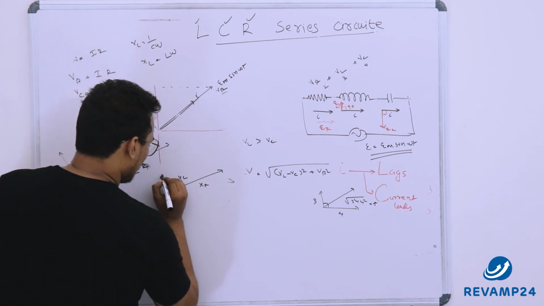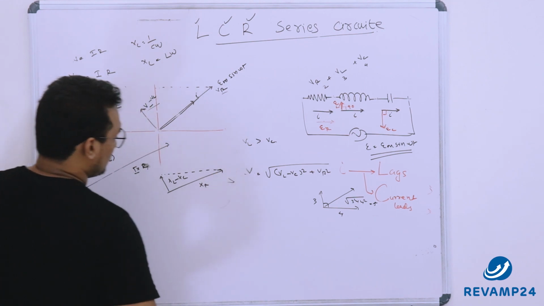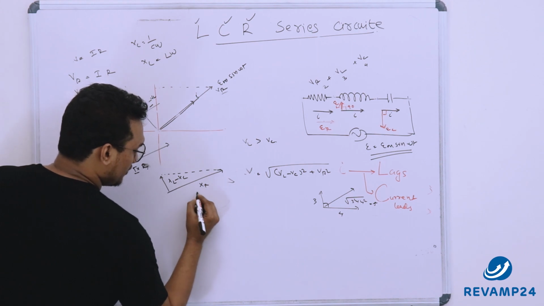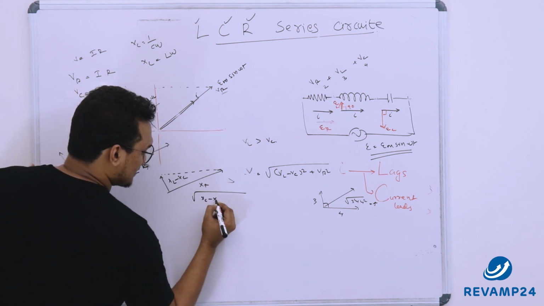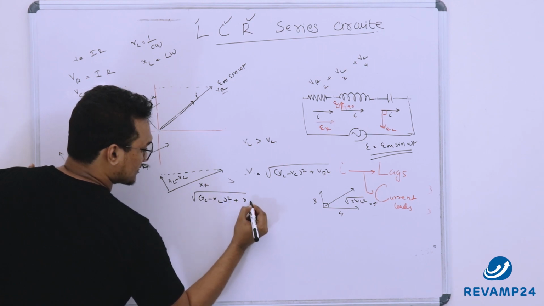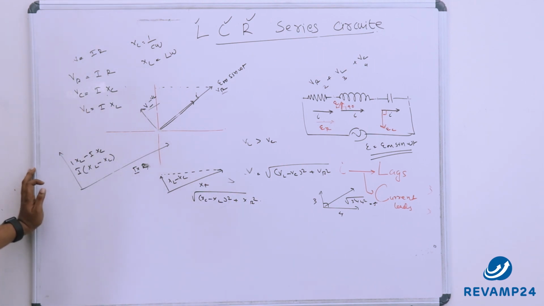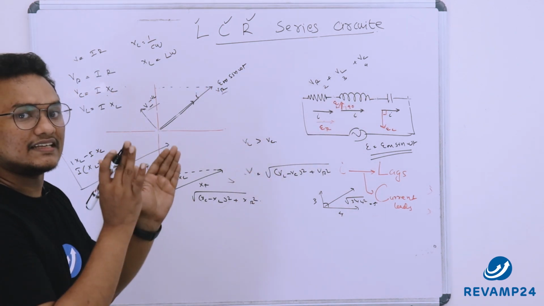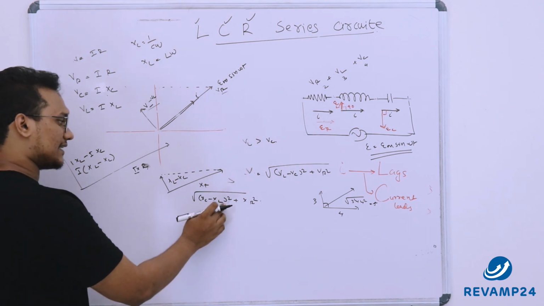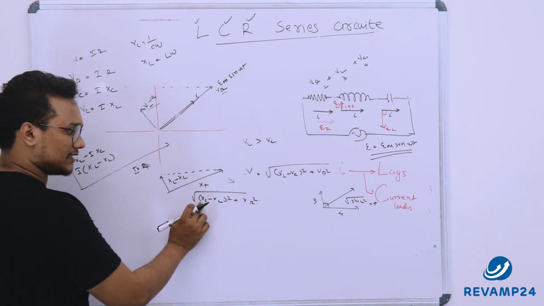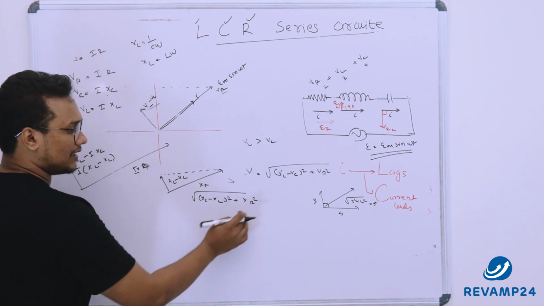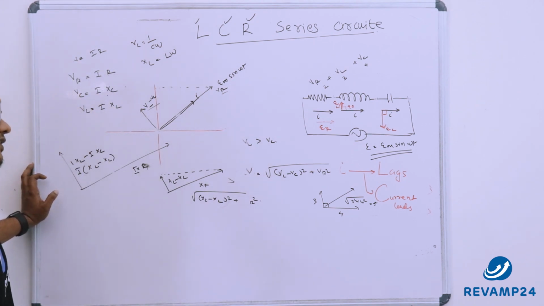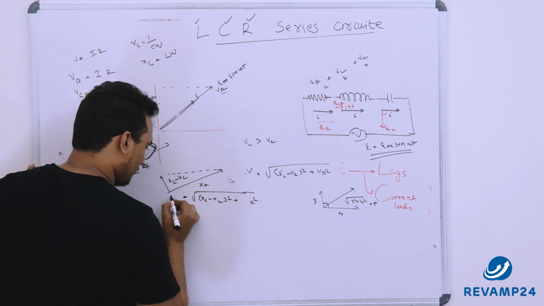and its resultant would be this, and that would be the root of XC minus XL the whole square plus R square, and that is the net opposition of this circuit. I can't call it resistance, it's the net reactance, okay, because XC and XL are reactances, capacitive and inductive reactances, and this is R. Instead of R I have to mention resistance of the resistor, okay. Now this is nothing but impedance.